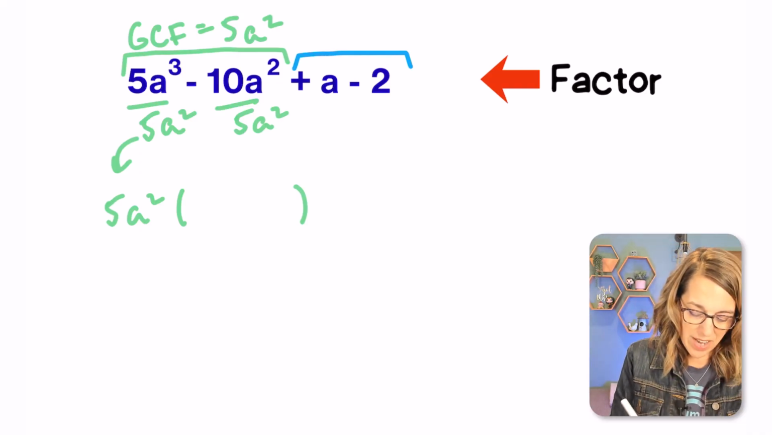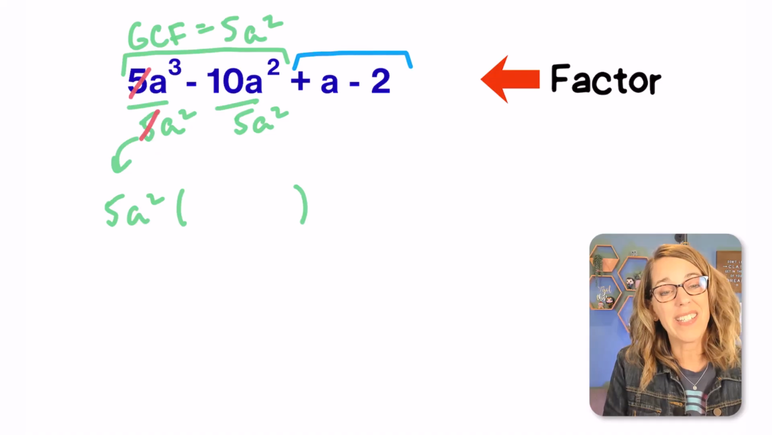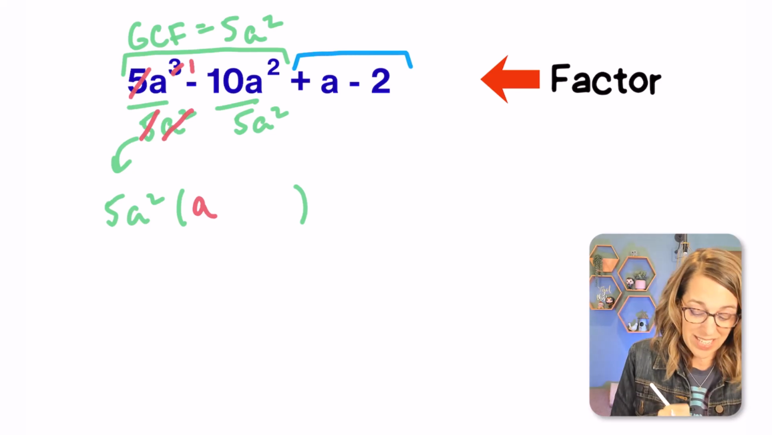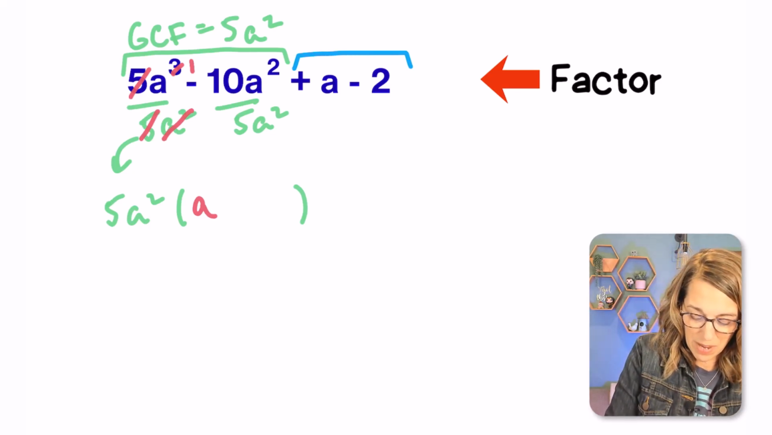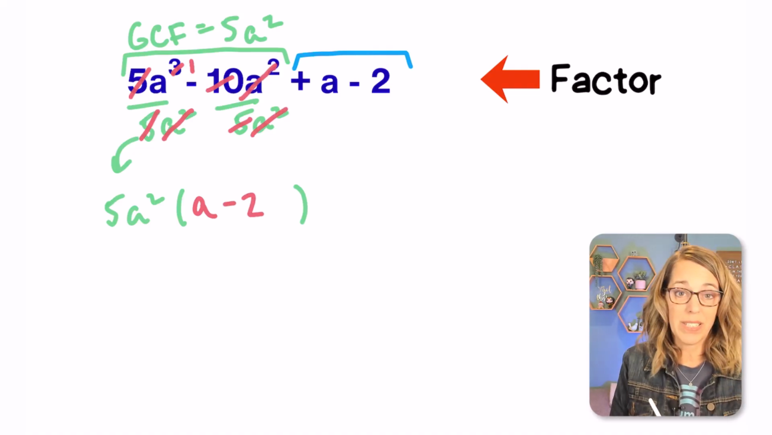Let me grab my red pen now. So I can cancel the 5 and the 5. I've got 3 a's in my numerator and 2 a's in my denominator. So I'm going to cancel 2 of them, leaving me with 1. So I'm going to write that as an a. In the second term, I've got negative 10 divided by 5. Negative 10 divided by 5 is a negative 2. And those a squareds cancel completely.